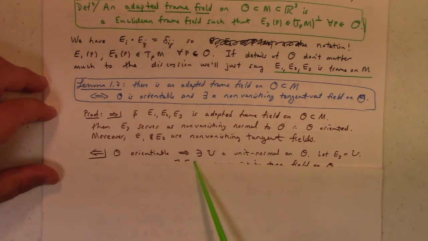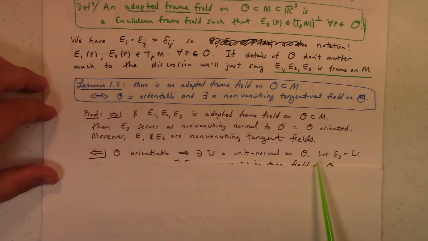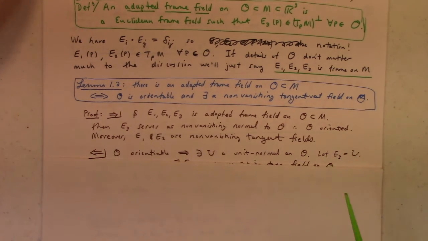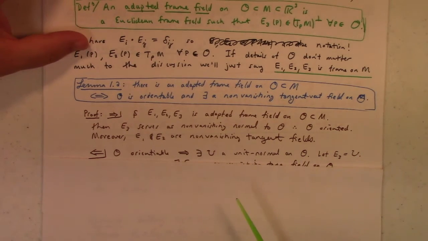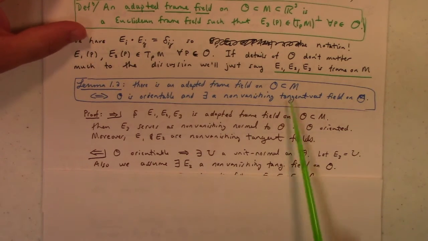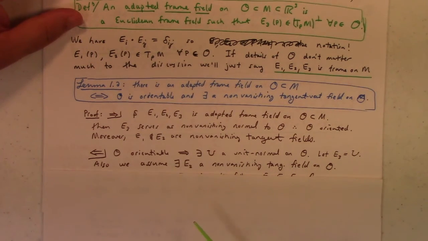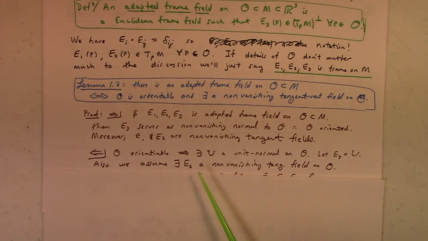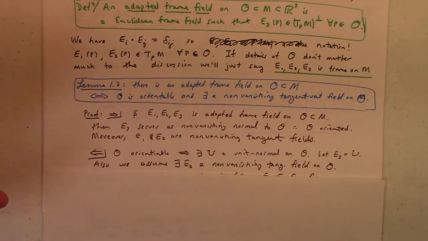O is orientable. That implies that there is a unit normal on O, and so we can take E3 to be that unit normal. So there's one down, two more to go. We're also going to assume that there exists a non-vanishing tangent vector field on O, and we're going to call that E2, because we can call it that. And if E2 wasn't normalized, I should say, normalize it, so that way we've got two unit vector fields, one of which is normal, the other which is tangent.